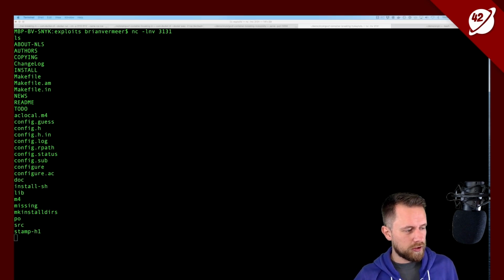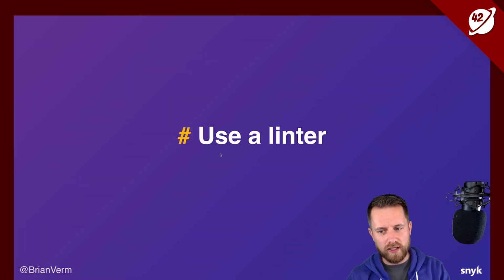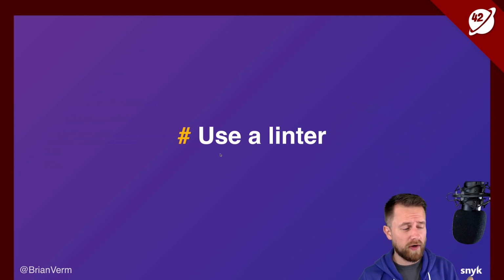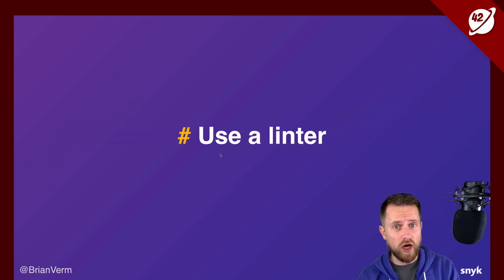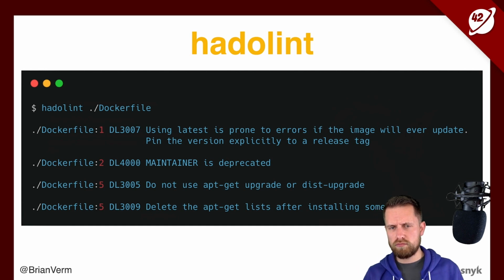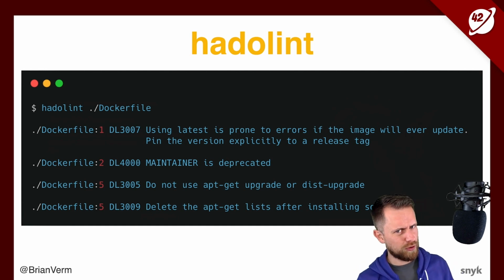All right, getting back to my presentation. Next thing, use a linter. And we all know linters from coding. If you are an application developer, you probably use a linter or a source code analysis to write better code, to find bugs, maybe to find security issues as well. And there are also security linters that you can use for Dockerfiles. One of these is Hadolint. I'm not really sure how to pronounce it.